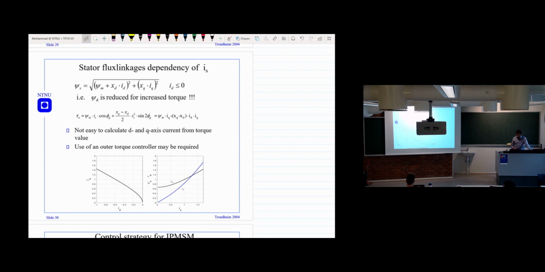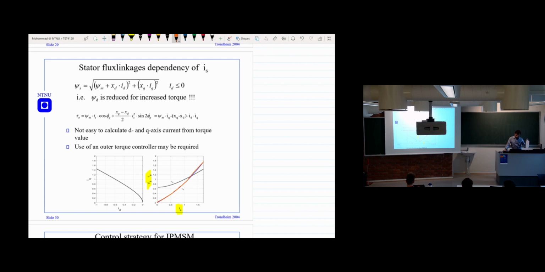We also see that for the interior mounted machine, we have the q-axis current, stator current, the torque and the stator flux. For this, if you increase the current, it will increase the torque. But for the surface mounted machine, if you increase the current, after a certain point the torque is reducing. Here it keeps increasing the torque, and it also increases the stator flux. So that is the advantage of having this interior mounted machine.